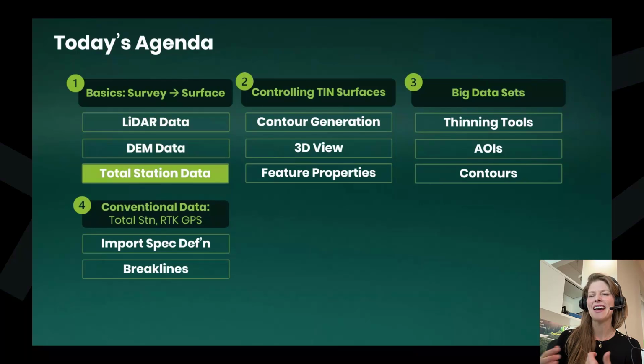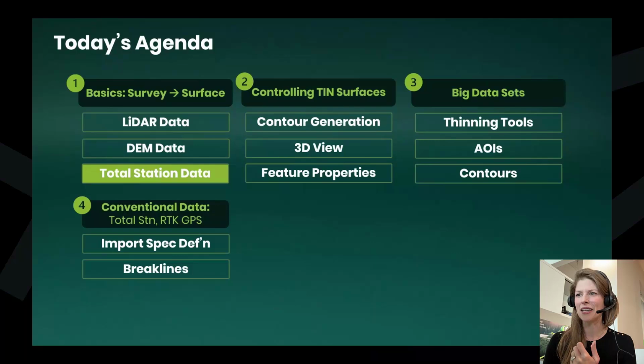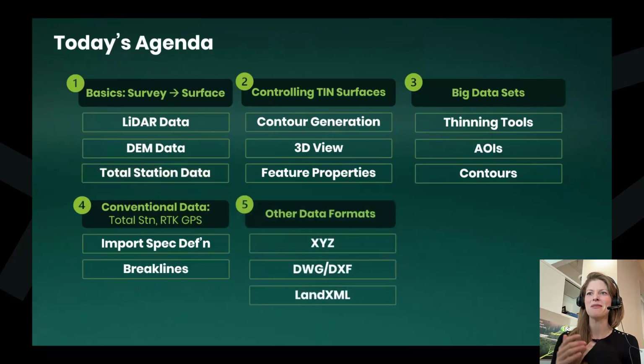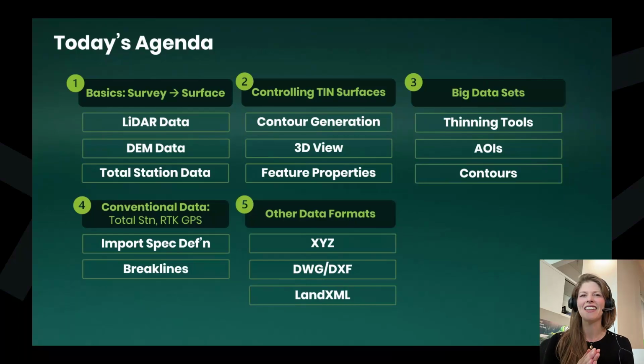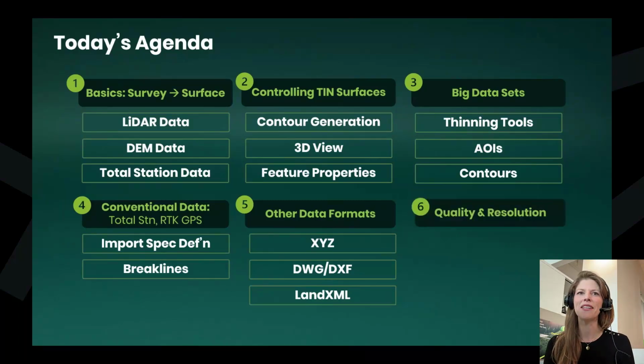From there, heading back into conventional data, we'll talk a little bit about import specifications, breaklines, and working with total station or RTK GPS data. And then we're going to wrap up talking about those other formats. These are the ones not quite as common as the conventional data, the DEM or the LiDAR, but here we've got XYZ, which can represent a whole bunch of different data types, DWG, DXF, and then LandXML. And then, not an example, but we're just going to touch on this one because it's so important: it's just the concept of quality and resolution.